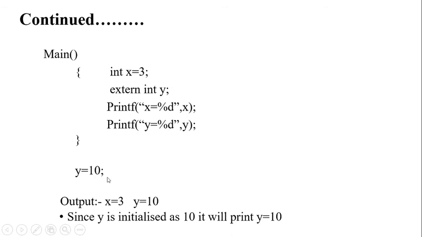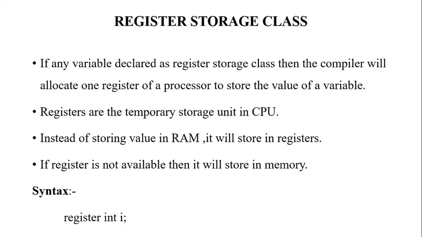After the main function, the compiler will see y is equal to 10. So the value of y will be replaced as 10. So we will get the output printf of y is equal to 10. Since y is initialized as 10, it will print y is equal to 10. So that is the feature or advantage of an external variable.